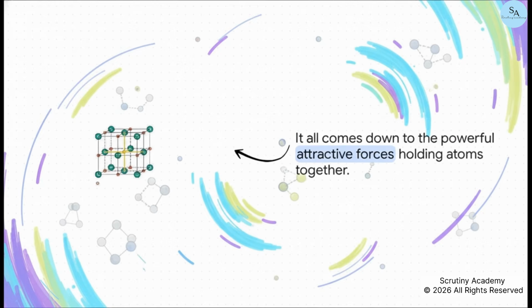And here's the big secret. It all boils down to these invisible forces that basically glue atoms together. We call them chemical bonds. The kind of bond and how strong it is decides pretty much everything about a substance.